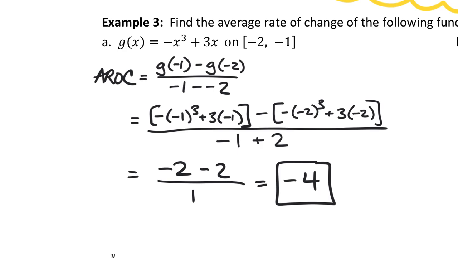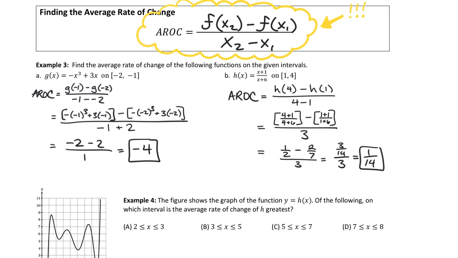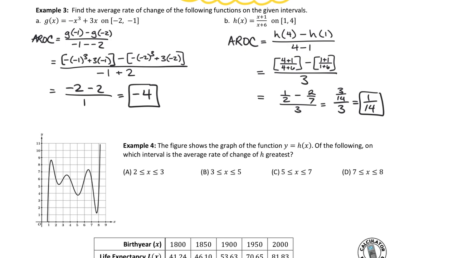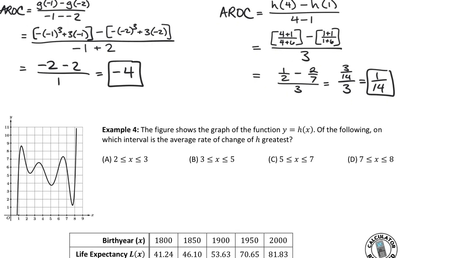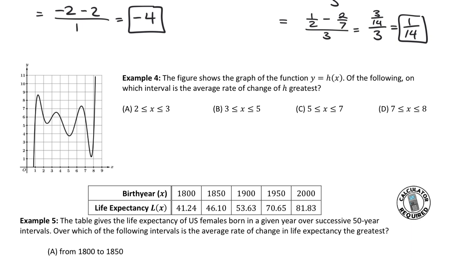Now again, we're not always actually computing the average rate of change. We may just need to be able to compare them like we did on the front page, and that's what we're going to do again on example 4. Example 4 says the figure shows the graph of the function y equals h of x. Of the following, on which interval is the average rate of change of h the greatest? So now we're looking for the largest rate of change.